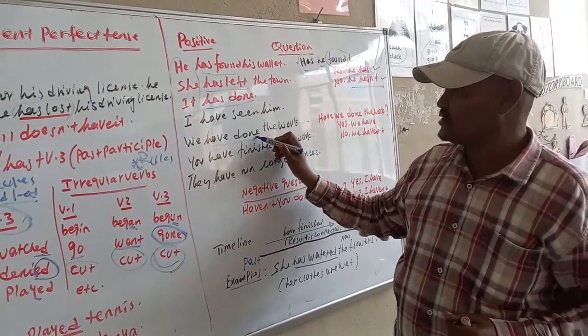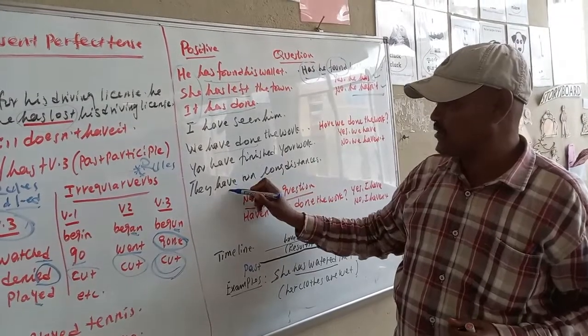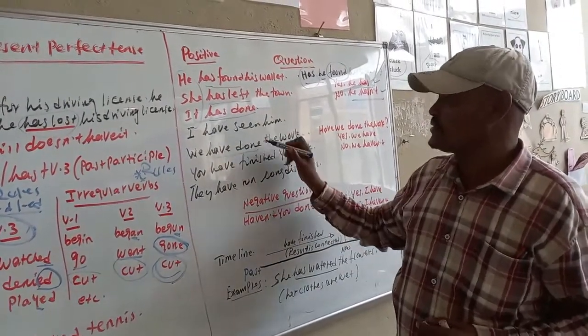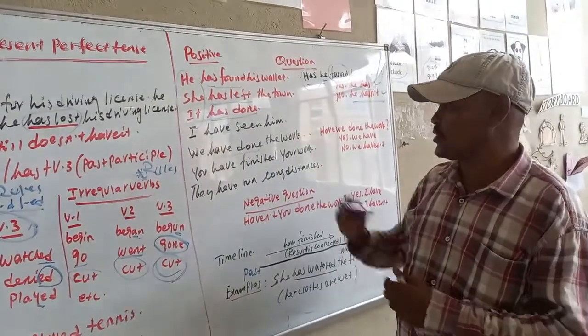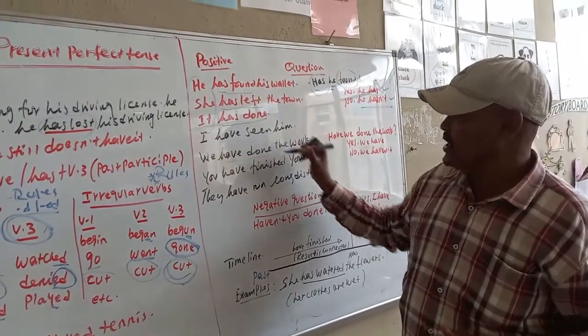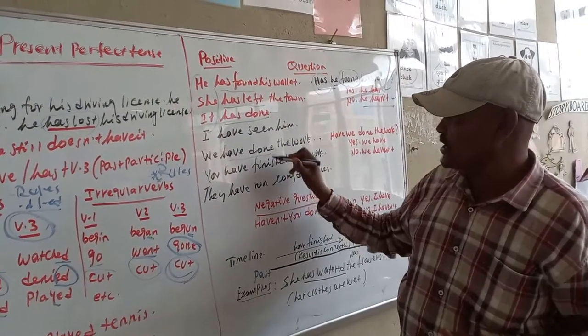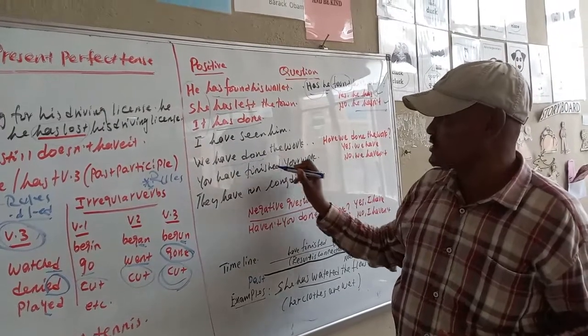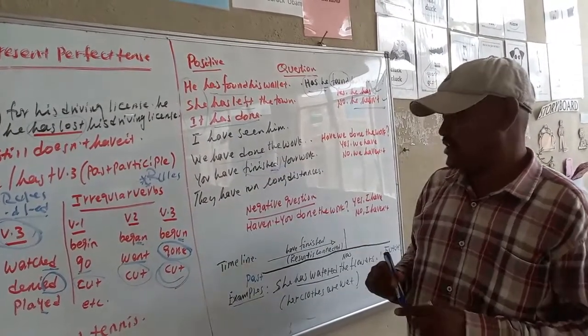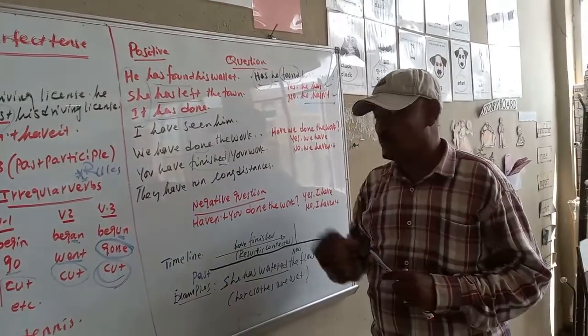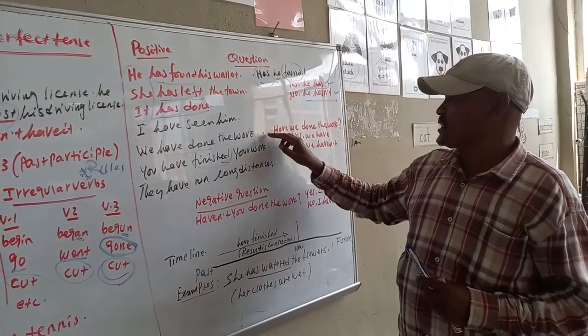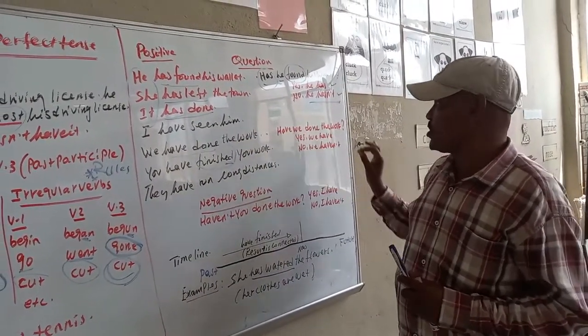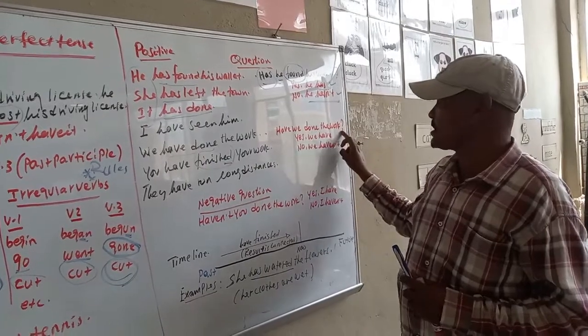Have plus V3, have plus another verb. From this verb, some verbs are regular and some verbs are irregular. This one is irregular and this one is also irregular, whereas finished is regular because it has the common form ed here. So we have done the work. We have done the work. So we can just convert this positive sentence into questions. Have we done the work?